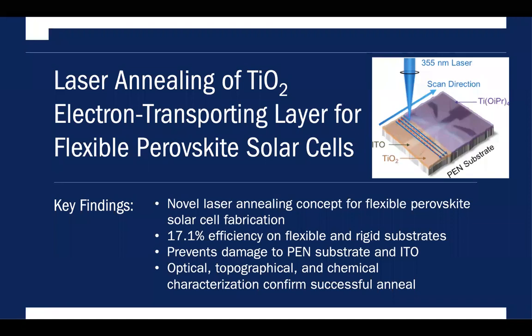So now I'll move on to my first chapter, laser annealing of TiO2 electron transporting layers for flexible perovskite solar cells. The key findings of this work were demonstration of a novel laser annealing concept for flexible perovskite solar cells. It demonstrated an efficiency of 17.1% on flexible and rigid glass substrates. It prevents any damage to the underlying polyethylene naphthalate flexible plastic substrate and the indium tin oxide anode. I also demonstrate optical, topographical, and chemical characterization confirming a successful anneal.